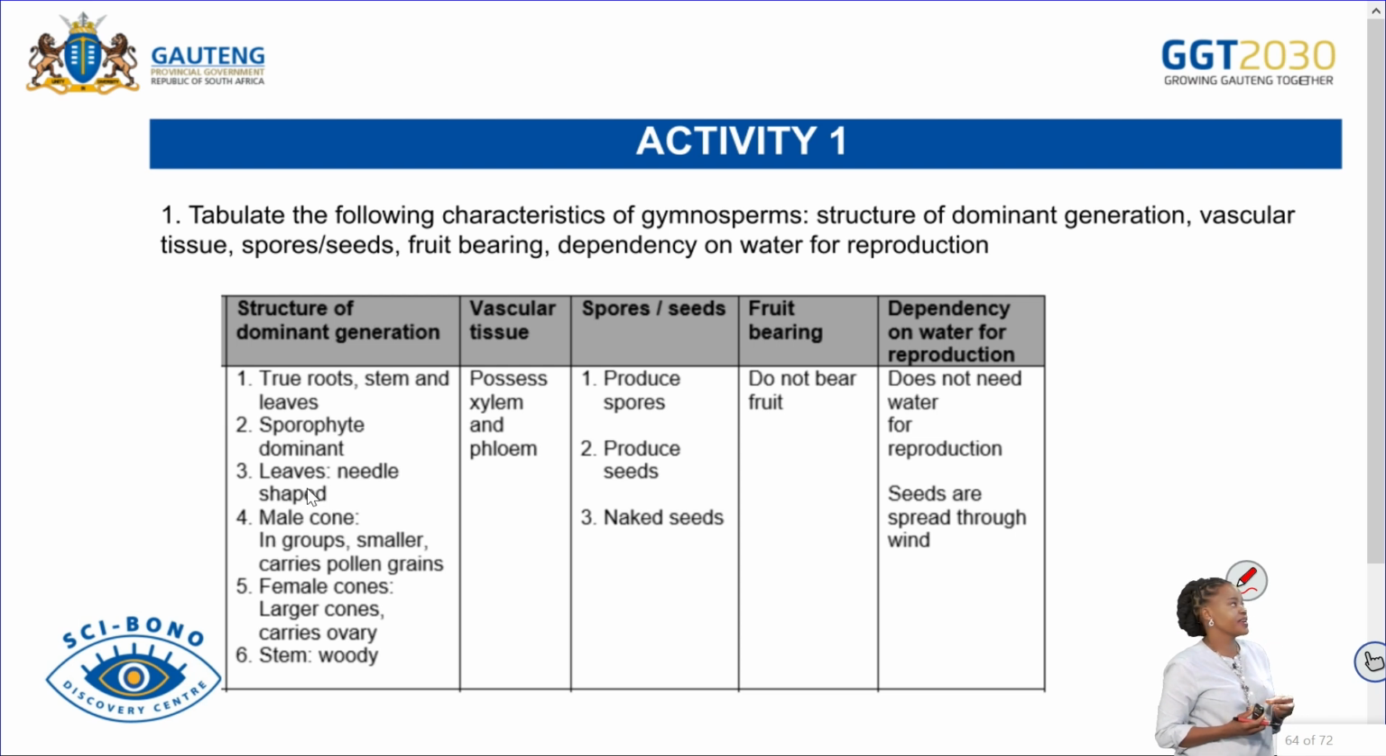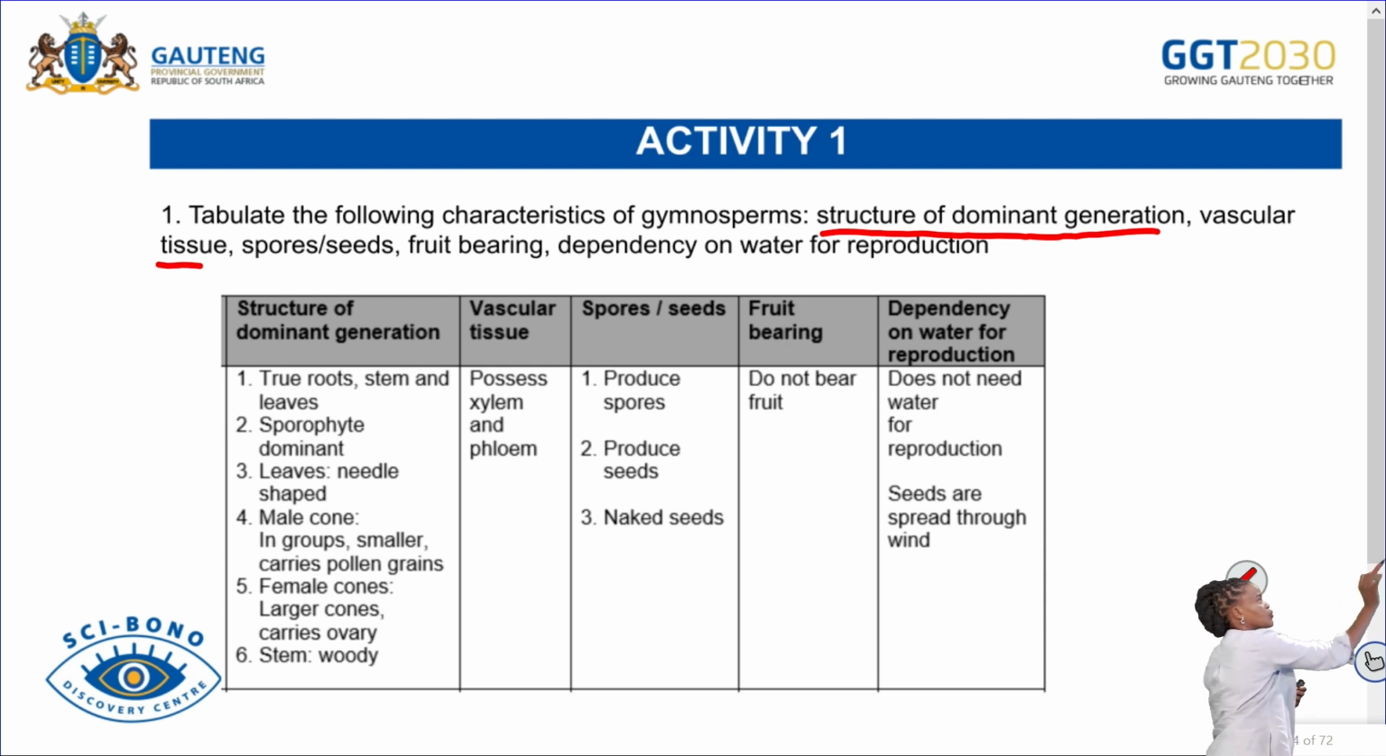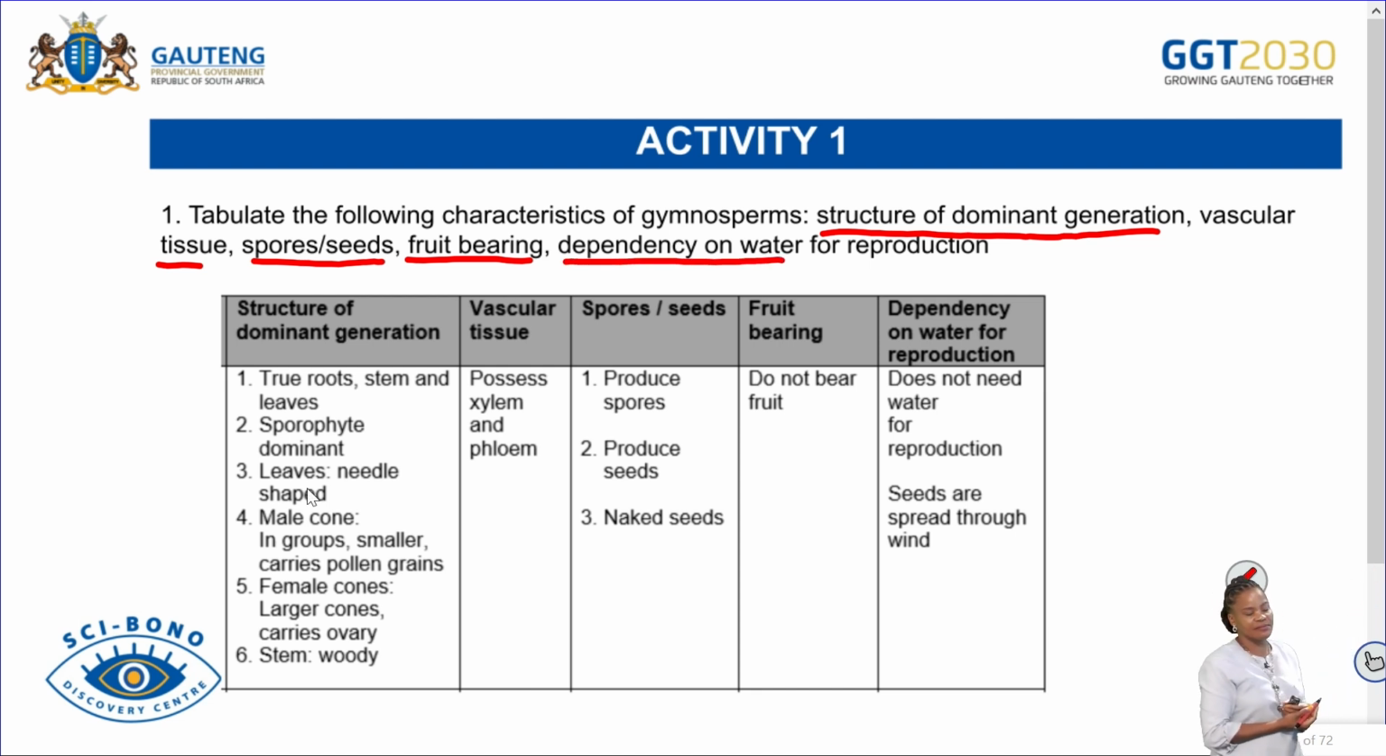Now let's look into the first activity. Tabulate the following characteristics of gymnosperms. The first characteristic will be the structure of the dominant generation. The second, the vascular tissue. The third will be seeds: do they produce seeds or spores? Then, are they fruit bearing, yes or no? And are they dependent on water for reproduction? These are all the characteristics that you need to tabulate. I've already provided you with the answer.